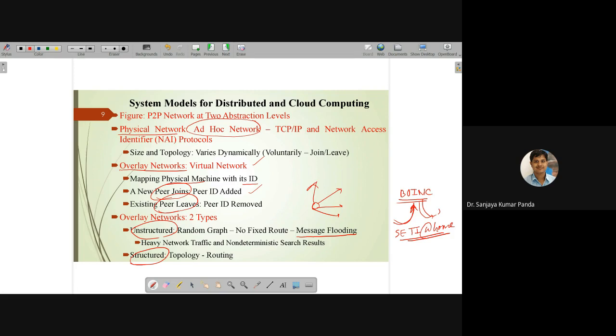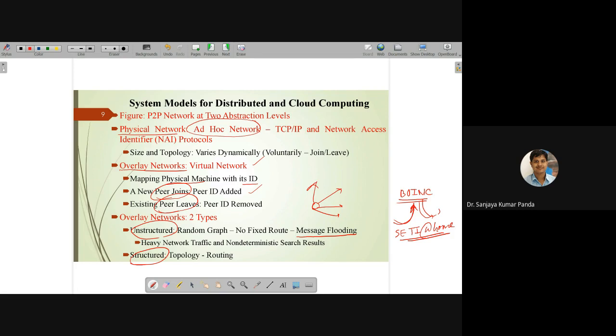Like that, we have different types of system models. Some system models assume that all the resources are homogeneous in nature. Sometimes we assume that the resources are heterogeneous in nature, right? Sometimes we consider different types of systems. Like one CSP is more capable, having more data centers. Another CSP is having fewer data centers. So in that way, we can consider different system models for distributed computing as well as in cloud computing.